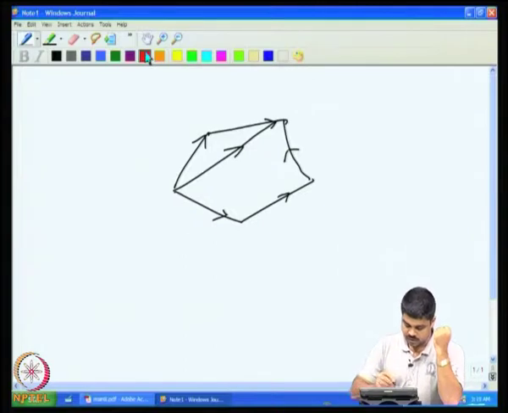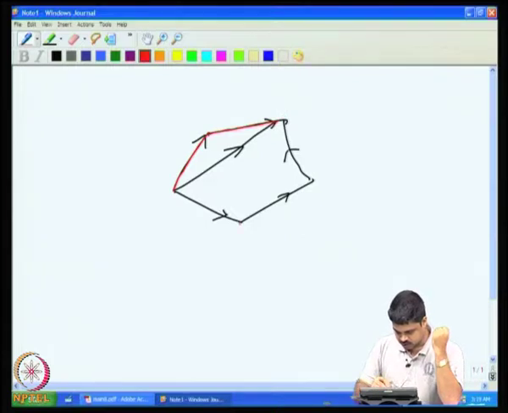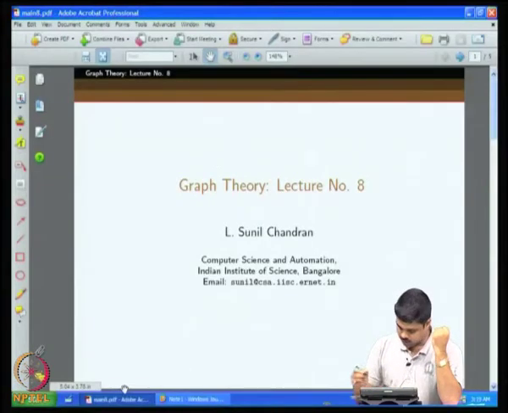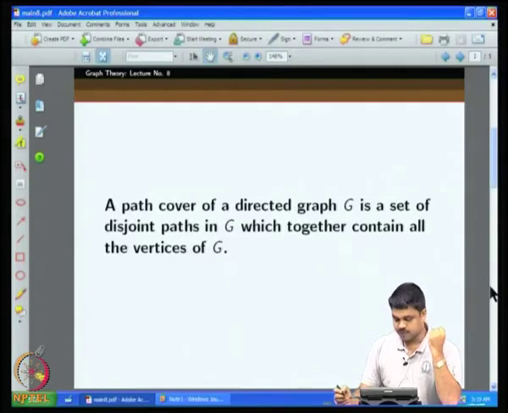Here, for instance, for this graph, I can select this path and this path. These two directed paths will cover all the vertices of this graph. So this kind of paths are called a path cover. For instance, we can look here. A path cover of a directed graph G is a set of disjoint paths in G which together contain all the vertices of G.